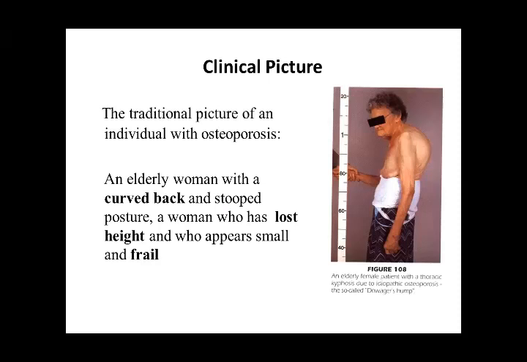This is a clinical picture of a female that has got full-blown osteoporosis. This is a traditional picture. Look at her back, an elderly woman with a curved back, stooped posture, a woman who has lost height and appears small and frail. Now, this is a typical picture, and of course, ask her how much pain she's got and how difficult it is for her.